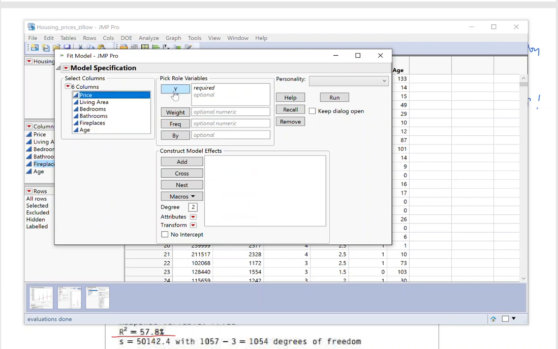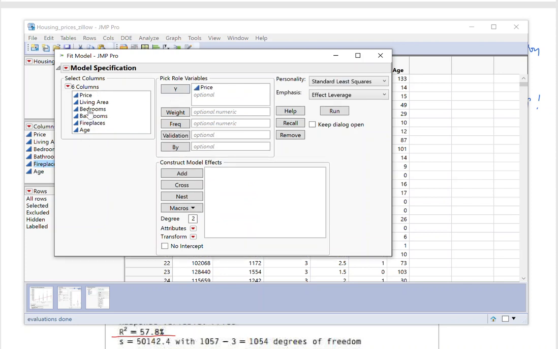So let's say Fit Model. The price is always our Y. And now we want to use the bedrooms and also the living area. They have the same importance, right? Bedrooms is the number of bedrooms, the variable we have already included in our simple linear regression. Then we add the living area variable into this regression so that we have multiple regression. And then we run it.